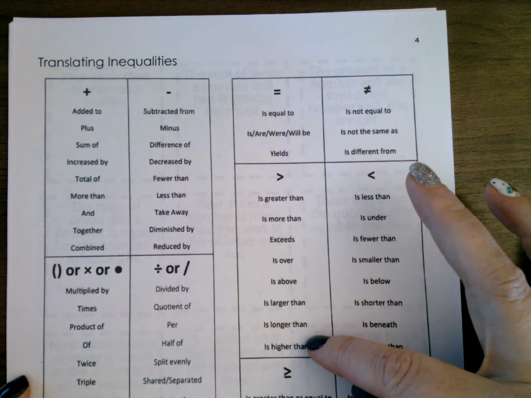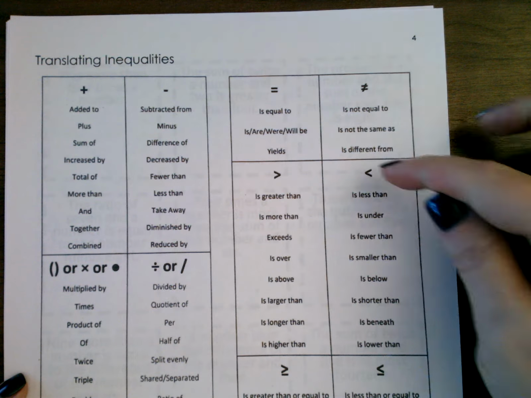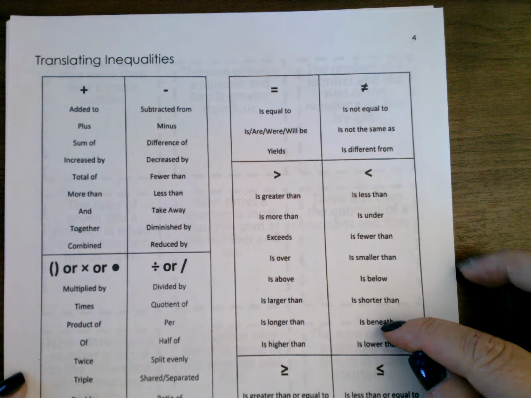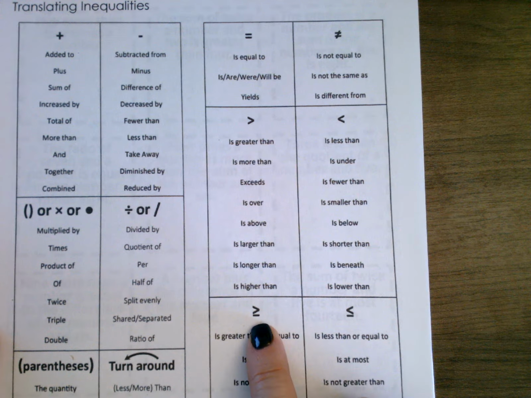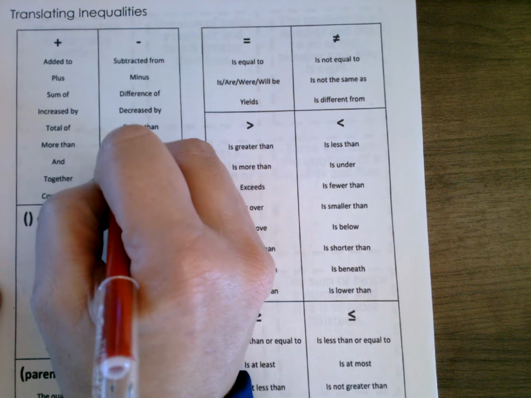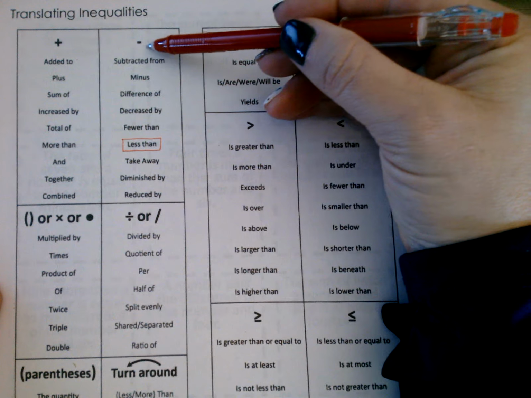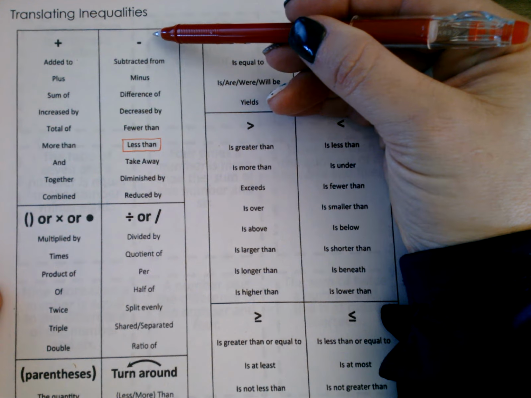Here are some key words when we know we need to write an inequality with a greater than sign, a less than sign, a greater than or equal to, or a less than or equal to. Be very careful when you just see "less than," it is referring to a subtraction problem.